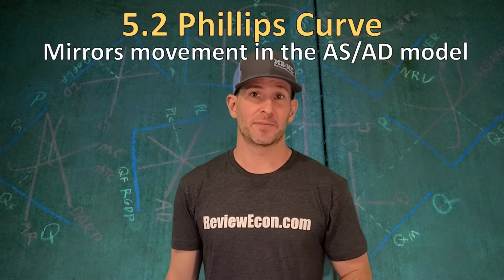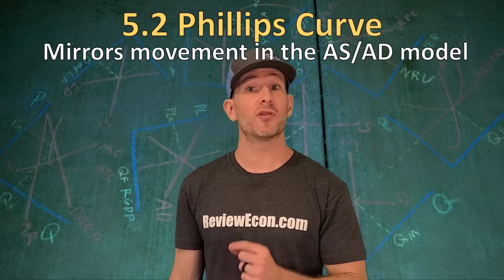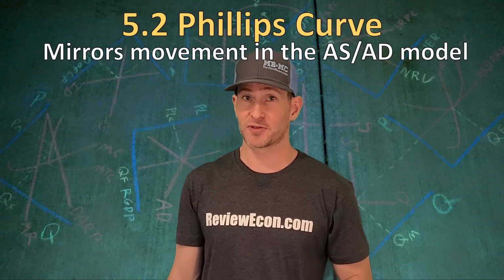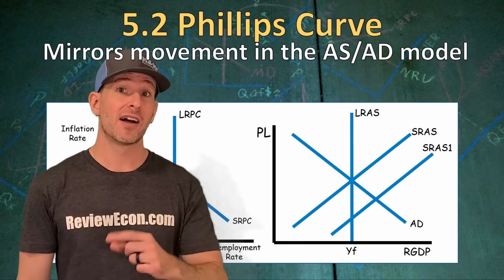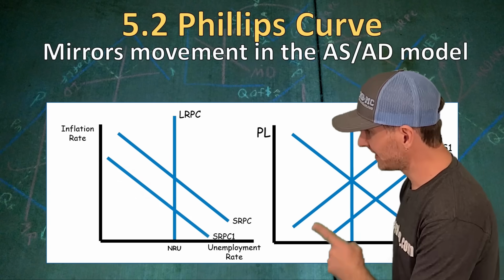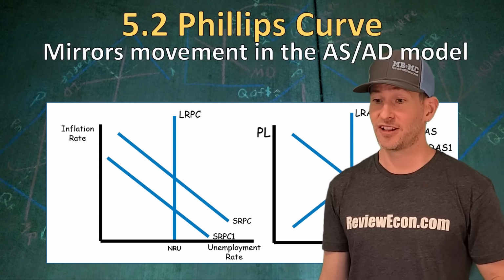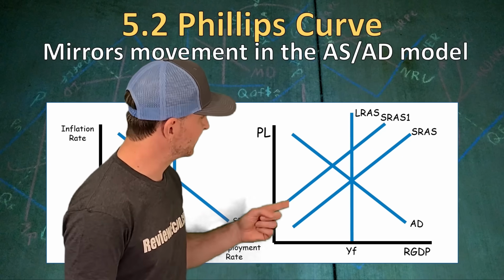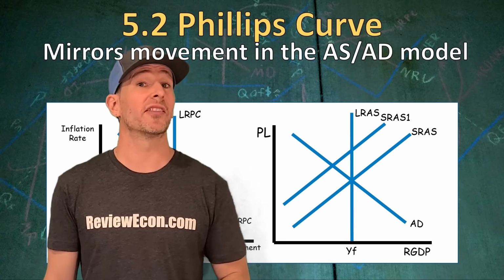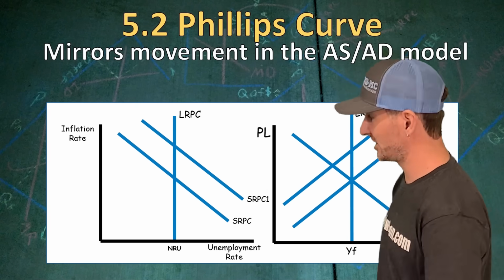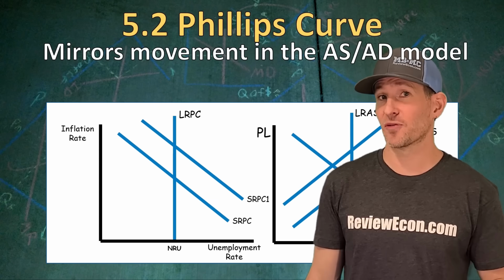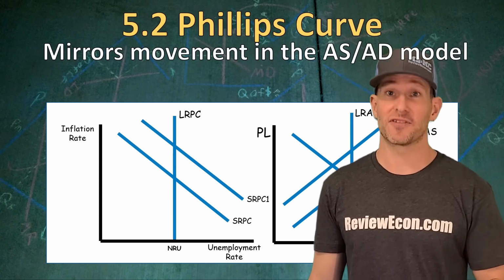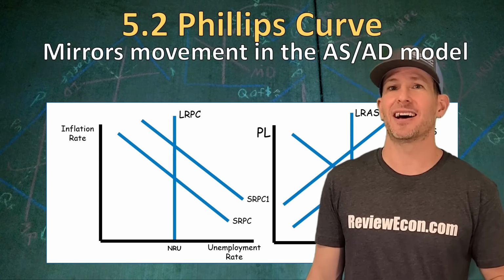Shifts of the short-run aggregate supply curve in the ASAD model will be shown as mirrored shifts of the short-run Phillips curve as well. Here we have a rightward shift of that short-run aggregate supply curve. That will be illustrated as a leftward shift of the short-run Phillips curve. Likewise, a leftward shift of the short-run aggregate supply curve will be shown on the Phillips curve model as a rightward shift of the short-run Phillips curve. So the key to figuring this out is thinking of the short-run Phillips curve as a mirror of the short-run aggregate supply curve. And then it's a lot less tricky.